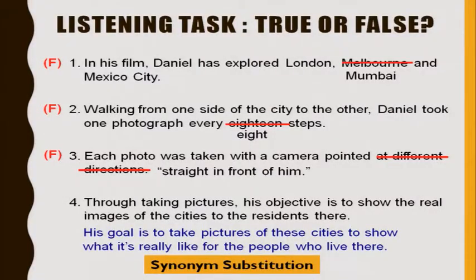Here, we use a simple technique: synonym substitution. That is to say, objective and goal have similar meanings. To show the real images means to show what it's really like. And residents are the people who live there. So this time, it is true, right?